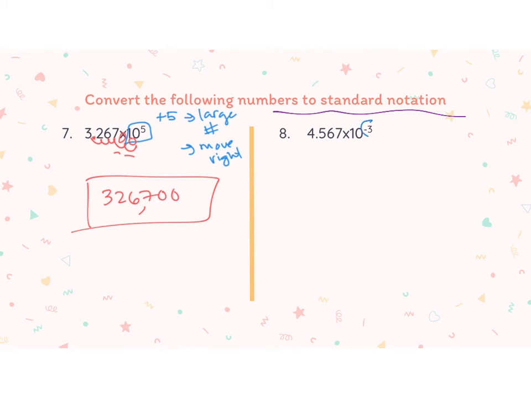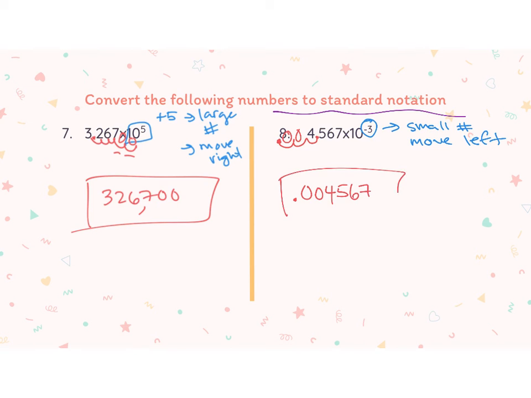Okay, so let's take a look at number 8. Now, my exponent here is -3. So that means I'm looking at a really small number. So that means I'm going to move my decimal point the other way. Move your decimal point so that it reflects a small number, which in this case means I need to move to the left. So I have a decimal point right here. I need to move it left 3 places. So I'm going 1, 2, 3. There's my decimal point. Fill in your spots with zeros. So I have 0.004567.